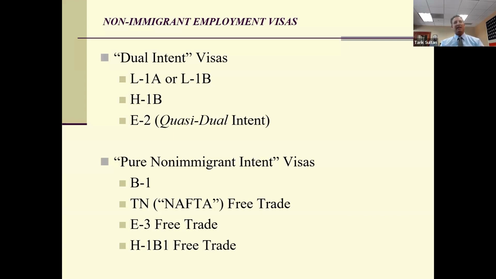These three visas that I have up here, L1, H1B, and the E2, those are basically dual intent visas, which means that you are allowed to have the intent to remain permanently in the US, and they do not require that you stringently show an intent to return, okay? Certainly for the L's and the H's, you don't have to show it at all. With the E2, it's sort of a quasi-dual intent visa that's also a little bit more flexible on that issue.